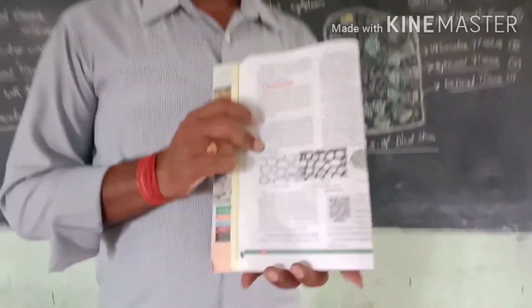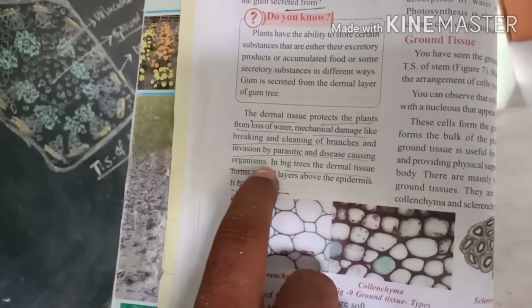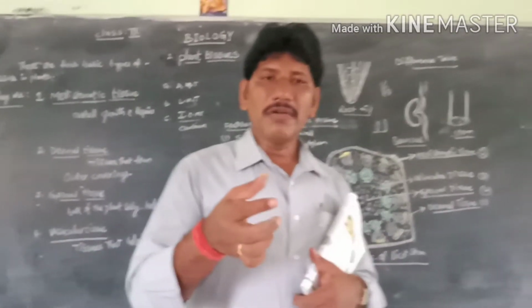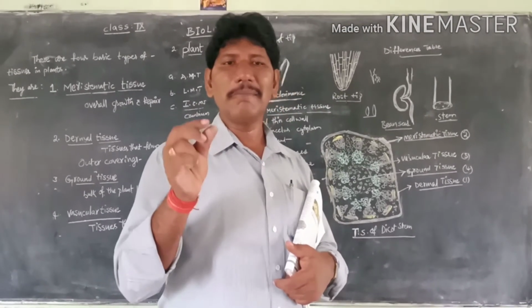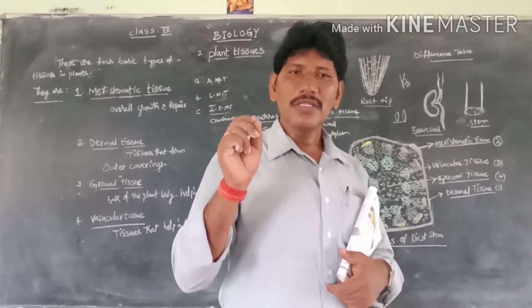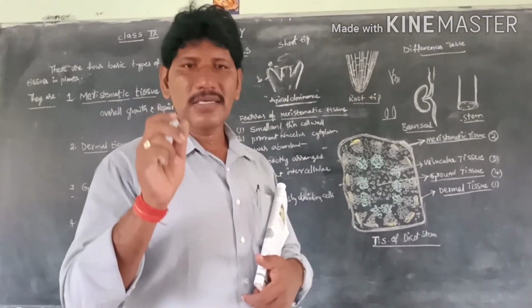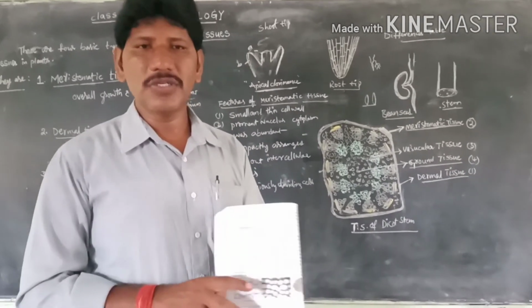Next, coming to the dermal tissue. The dermal tissue protects the plants from the loss of water, mechanical damage like breaking and cutting of the branches, and parasitic and disease causing organisms. In big trees, the dermal tissue forms several layers above the dermis, called bark. Bark is made of dead cells. Already we learned in 8th class, the cell, the basic unit of life, that Robert Hooke discovered the bark cells, and when he observed them, they were empty spaces. So this is the information about dermal tissue. Thank you.